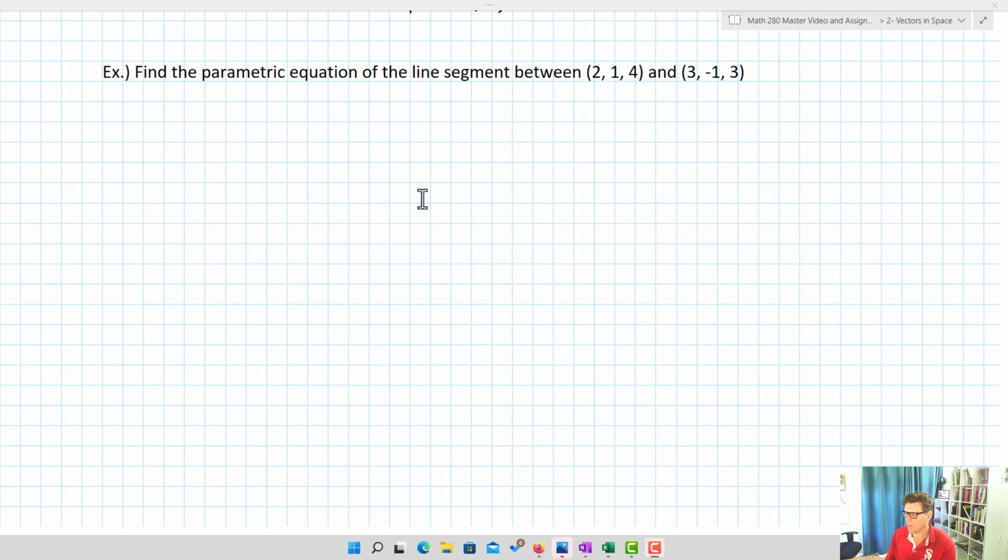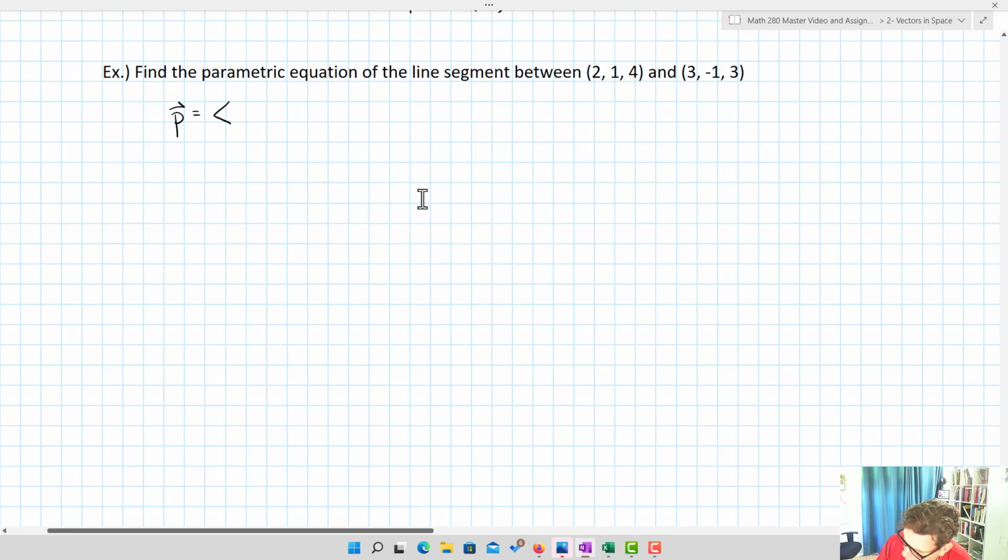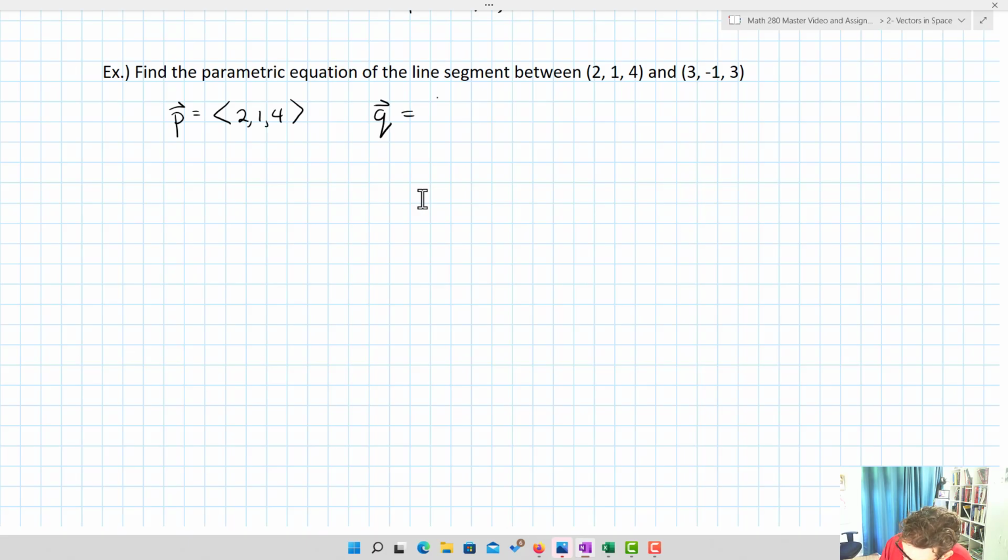So let's say, for example, that I want to find the parametric equations of the line segment between (2, 1, 4) and (3, -1, 3). I'm going to assign P to equal this vector 2, 1, 4. And I'll assign Q to equal 3, -1, 3. And then I'm just going to use my equation. R is going to equal (1 minus t) times the vector 2, 1, 4 plus t times 3, -1, 3.